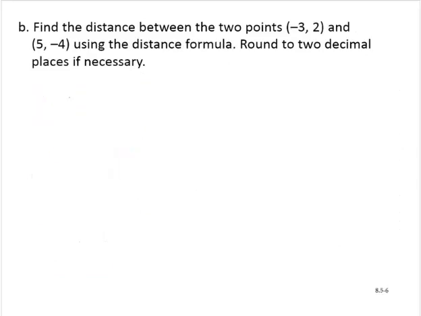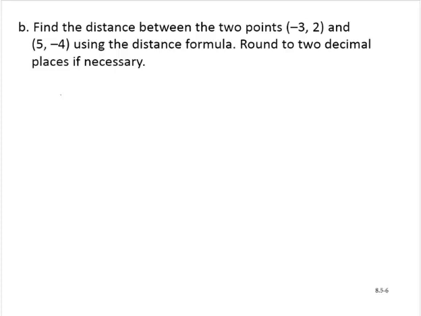Exercise B asks us to find the distance between the 2 points (-3, 2) and (5, -4) using the distance formula and round to 2 decimal places if necessary. So the distance formula is just a way to express the Pythagorean theorem without having to actually show the theorem.